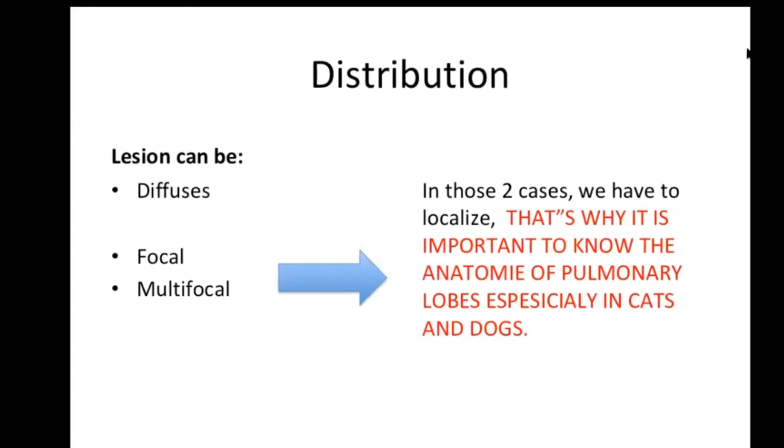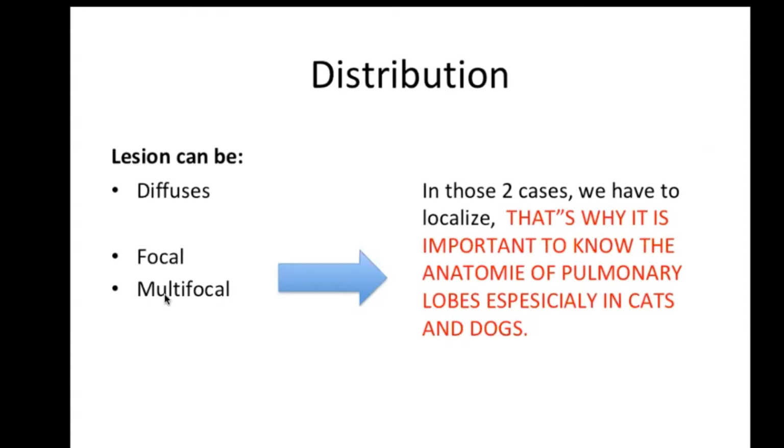Also, like I said, we will describe the picture. We will say what's the pattern. Also, we will say where is it? Is it diffused, like everywhere, in all of the lung? Is it in one place, focal, in one of the lobes of the lung? Or is it multifocal, like in 2 lobes or 3 lobes, but not diffused, of course?